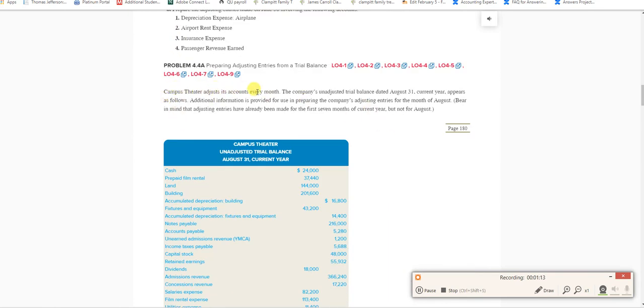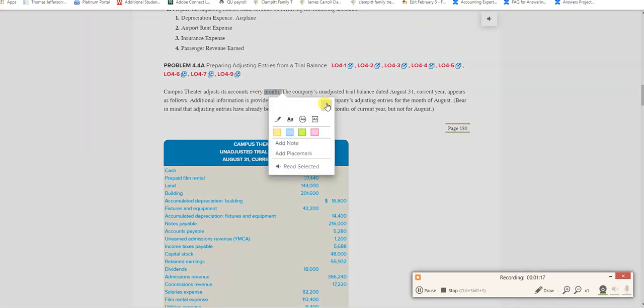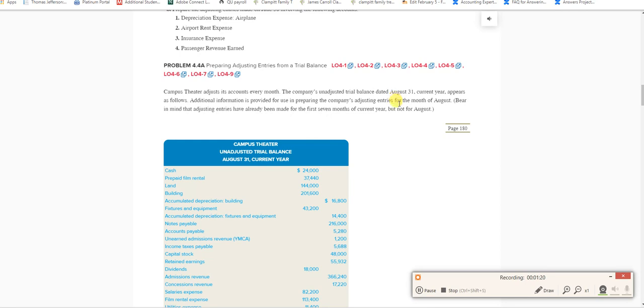Okay, so problem 4, I didn't copy this. The campus theater adjusts its current amounts every month. That's pretty important, that we know that we're adjusting monthly. The company's unadjusted trial balance on August 31st. So July 31st is the last time we made adjustments, because this is an unadjusted trial balance.